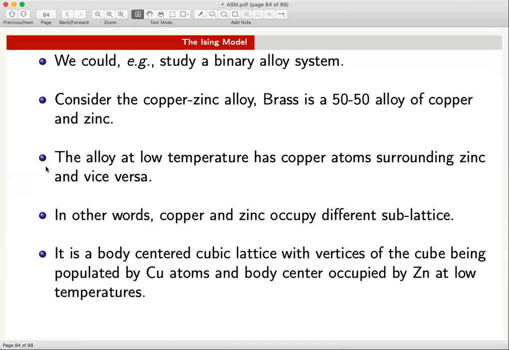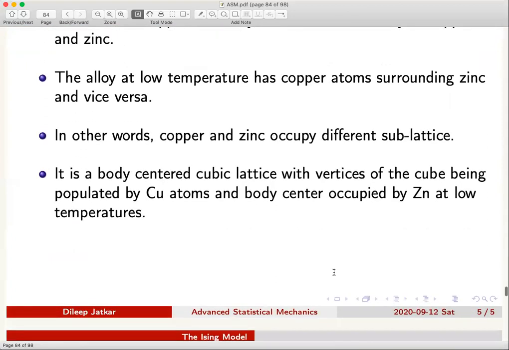Now, you can take any point of view. I have taken one point of view, but nothing very special about it. The point of view that I have taken is that I have a cubic lattice. Copper atoms are populating the cubic vertices of the cubic lattice, and zinc atoms are sitting at the body center point. This is the configuration at low temperatures. It looks like a perfect body center cubic lattice if you are at sufficiently low temperature.